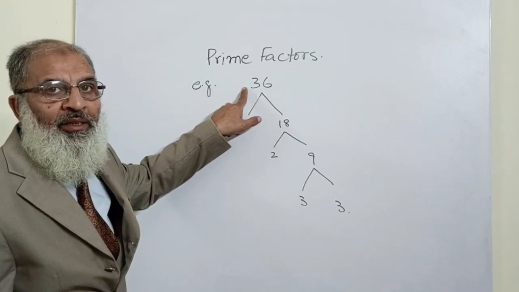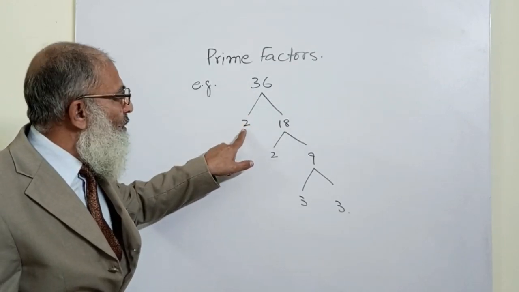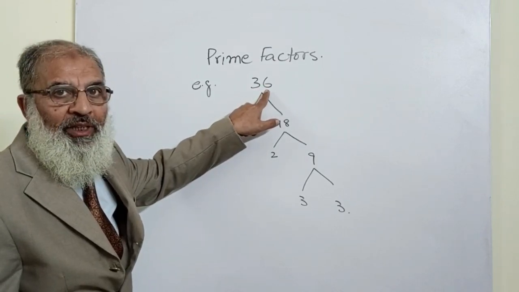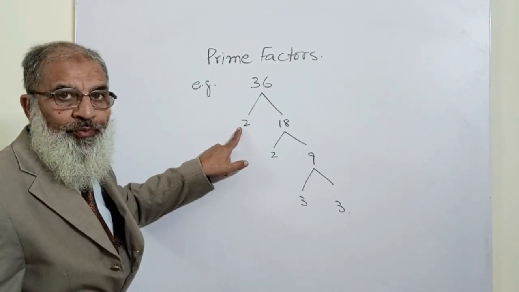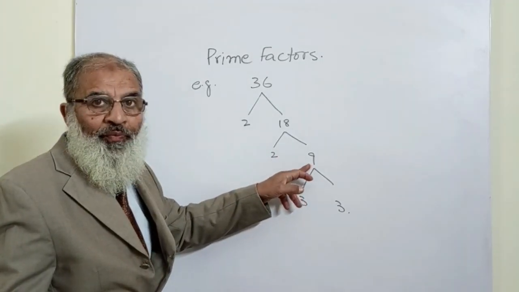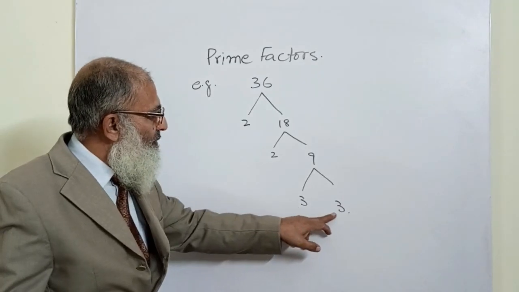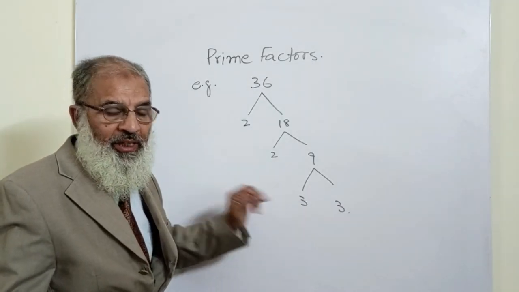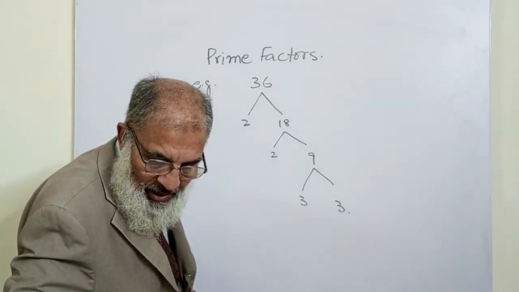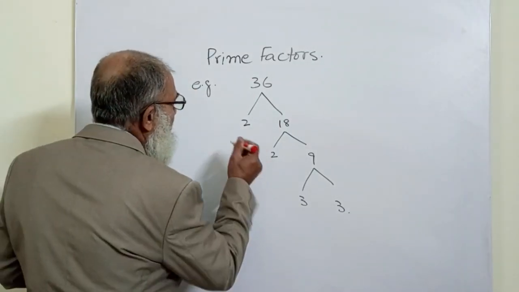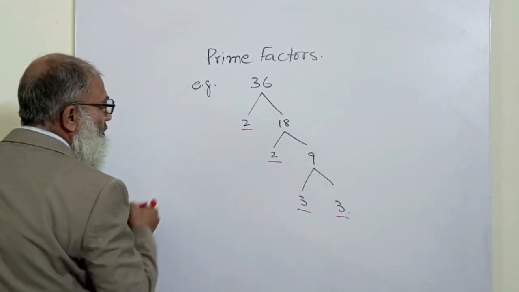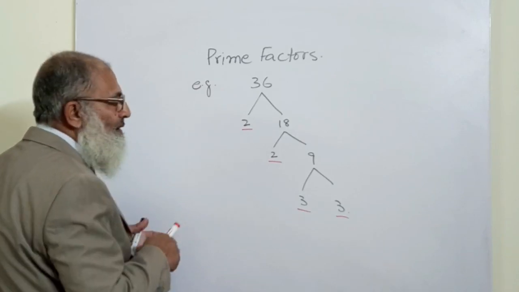by 3, but we started with 2 because it is divisible by 2 as well. So I started with 2, and then when it is beyond 2, I divided by 3. So what are the factors of all these? All these are the prime numbers. So what are the factors of 36?